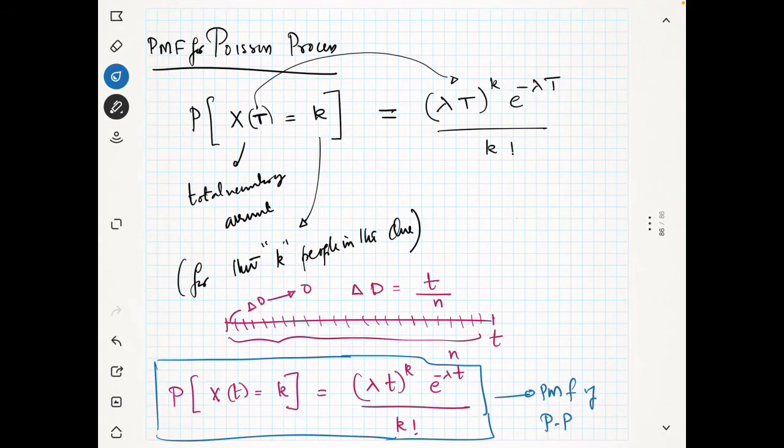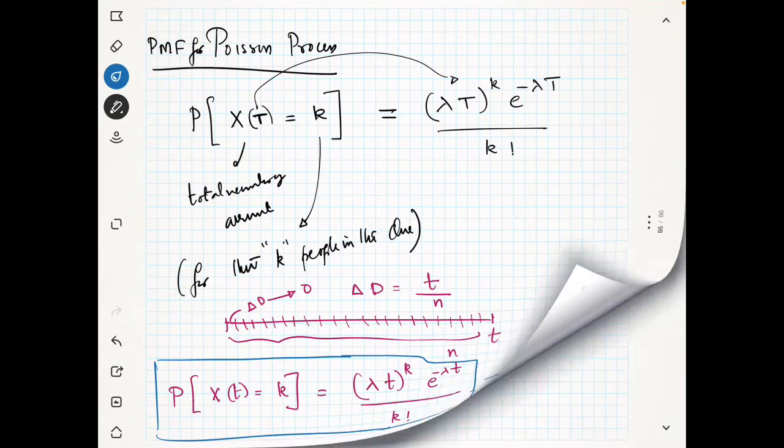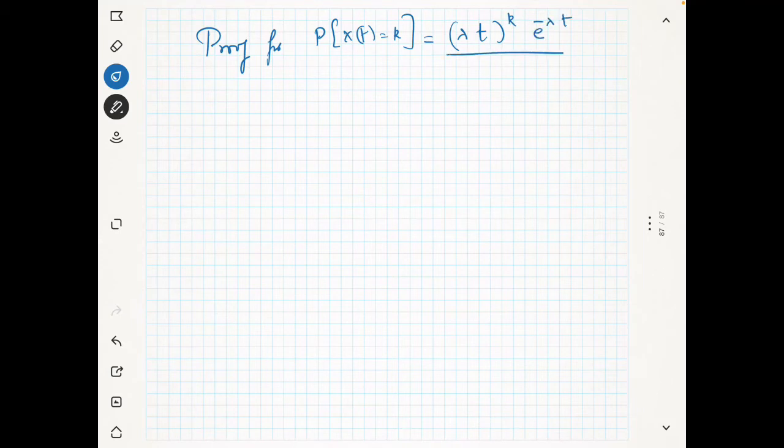We will prove it anyway. So we are going to prove this. The proof is for P of X of t equal to k is lambda t whole power k into e power minus lambda t divided by k factorial. So we are going to prove this. Let us consider the continuous arrival in time.